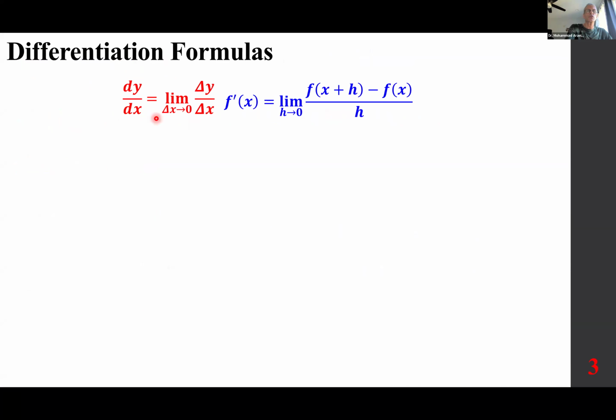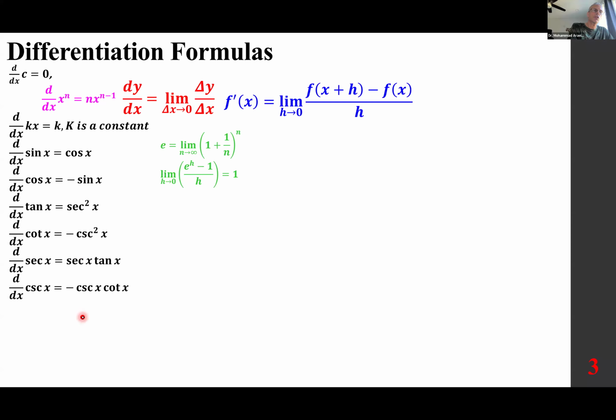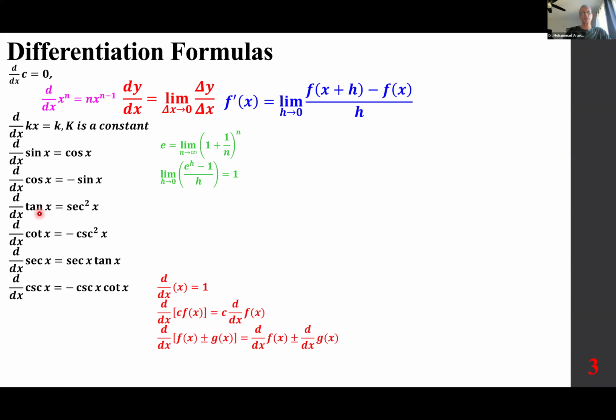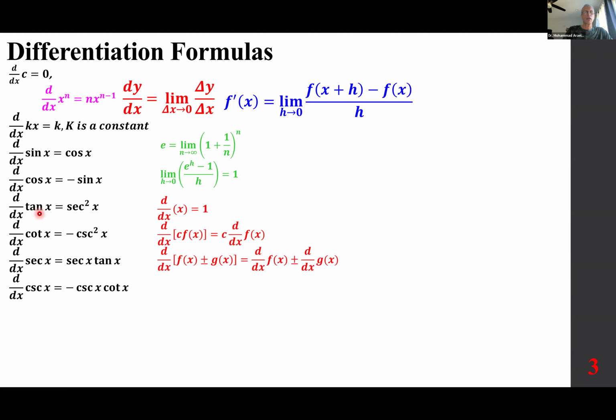Starting with the differentiation formulas and the definition, f prime of x is the limit of f of x plus h minus f of x over h as h approaches 0. Two formats to define it. Basic differentiation formulas from the power rule to trigonometric functions. The derivative of a constant times a function, you can take the constant out. The derivative of a bunch of terms, you do them term by term. For example, the derivative of the sum is the sum of the derivatives.